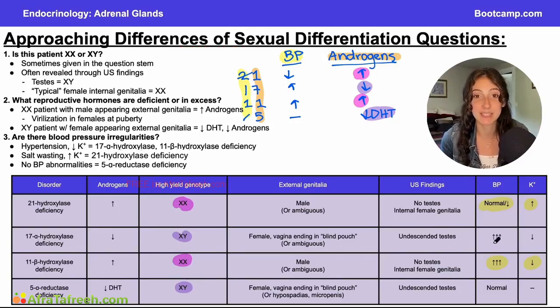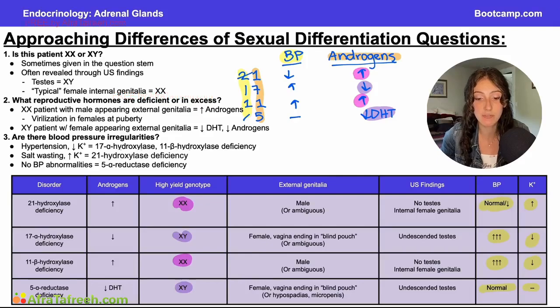The key thing that's going to distinguish between these two is going to be, again, the blood pressure and potassium status. So you're going to see increased blood pressure in 17 alpha hydroxylase deficiency, but you would see normal blood pressure or no impact on blood pressure in 5 alpha reductase deficiency. The potassium would be decreased in 17 alpha hydroxylase deficiency, and it would be again unchanged in 5 alpha reductase deficiency. So this kind of leads me into these 3 key steps that I want you guys to be thinking about when you are approaching questions about differences of sexual differentiation.